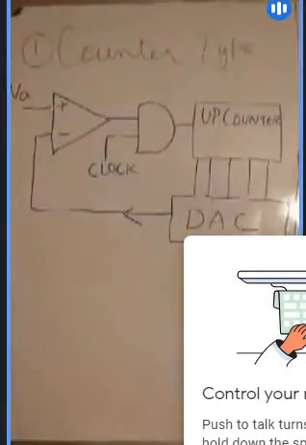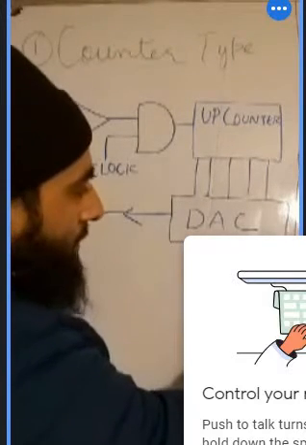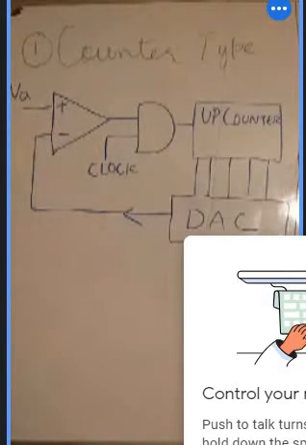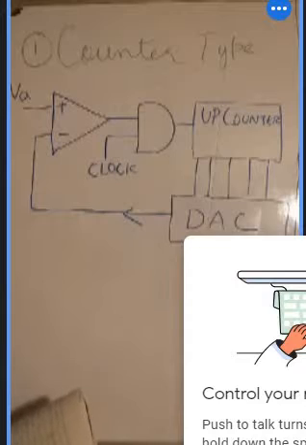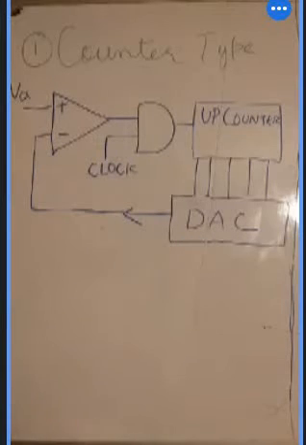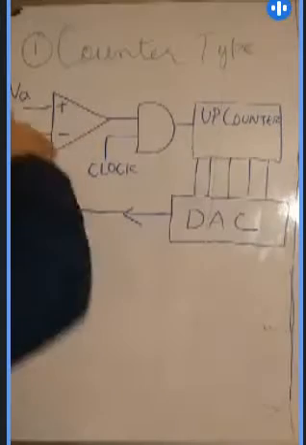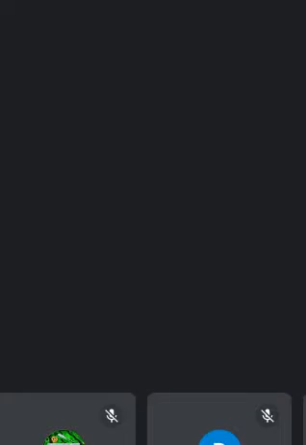So have you drawn the diagram? Diagram visible है clearly? Yes, sir. Please draw it very quickly. So where VA is the analog voltage, this is your operational amplifier, or you can say that this is the comparator. You can say this is the comparator.